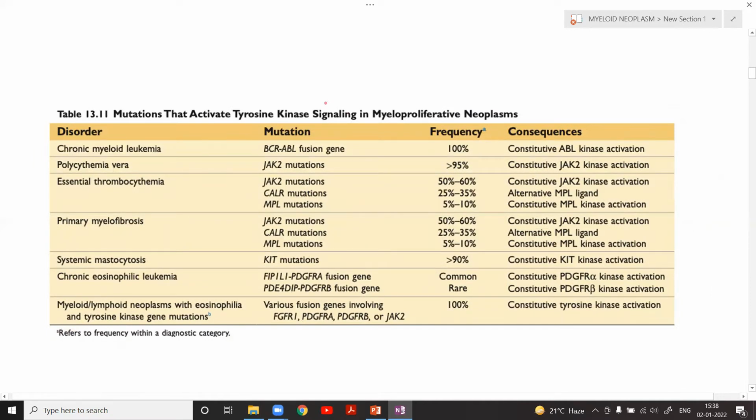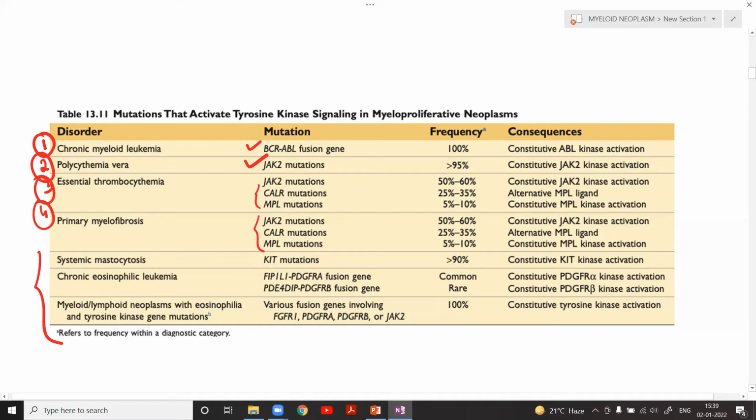Let us see. So under the myeloproliferative neoplasm, we have several headings. Number one, we have chronic myeloid leukemia. The characteristic mutation in case of chronic myeloid leukemia is the BCR-ABL fusion gene. Second MPN is your polycythemia vera. It is showing JAK2 mutation. Third is essential thrombocythemia, which shows JAK2, and along with JAK2, it shows CALR and MPL mutation. Primary myelofibrosis, again showing the same mutations.